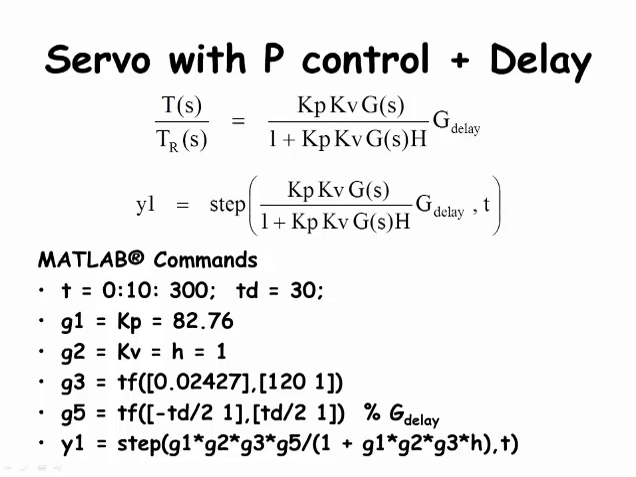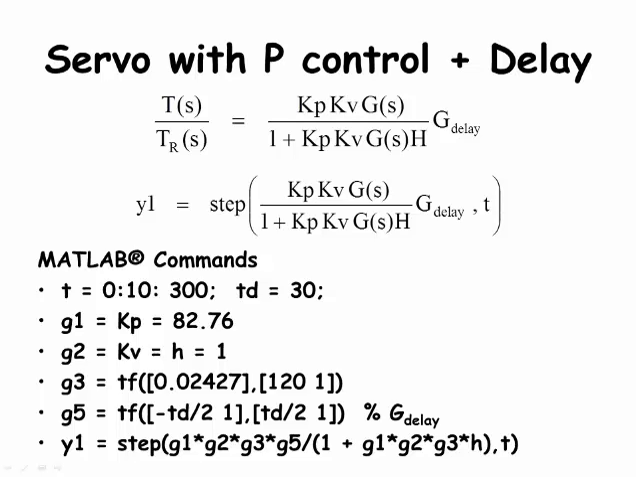In the second line, we define G1. This is defining the controller transfer function which, because we are using proportional control, is simply the constant Kp equals 82.76. The next line defines the transfer function for the actuator and the feedback elements. Again, because we have simplified the problem, they are constants in this case, and both Kv and H equal 1.